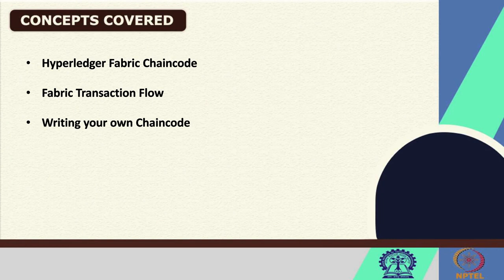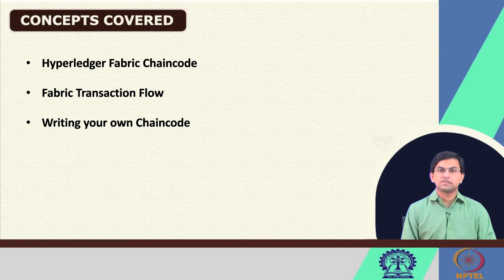So, till the last lecture we saw how we can use Hyperledger Fabric in a test network and install some smart contracts as chain codes and do some transactions. In this particular lecture we will go through Hyperledger Fabric chain codes. We will learn how we can write Hyperledger Fabric chain codes and how the chain code transaction flow works. So, when we execute a transaction, what happens in a Fabric network, and then we will see how to write your own chain codes.